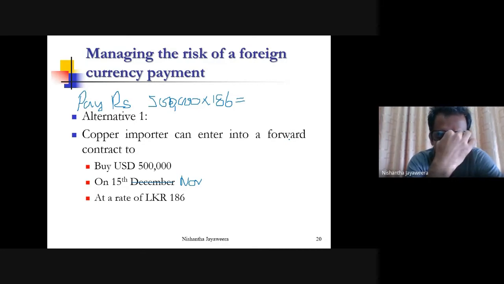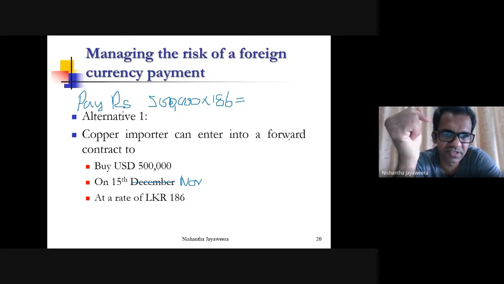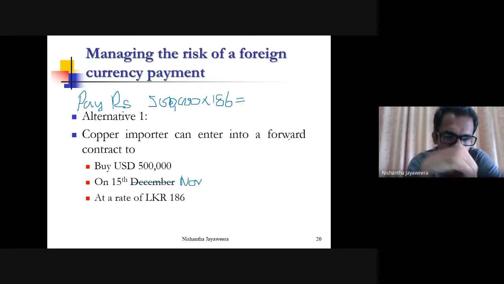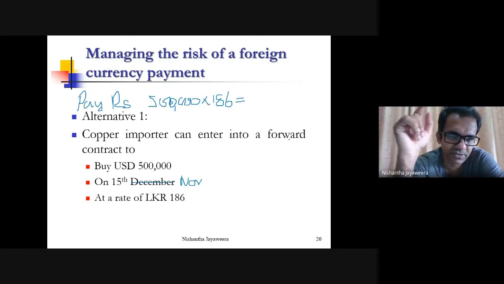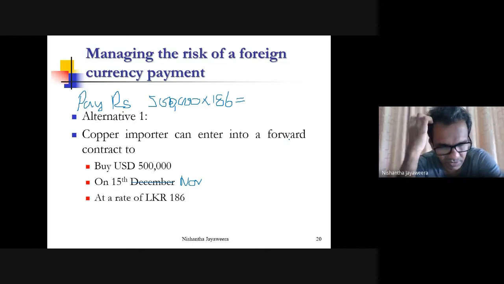The other disadvantage is you give up the opportunity that you can buy dollars at a lower rate if the exchange rate goes down. You give up that opportunity. Meantime, you protect against the risk of paying more if the exchange rate depreciates. So that is about this forward contract.